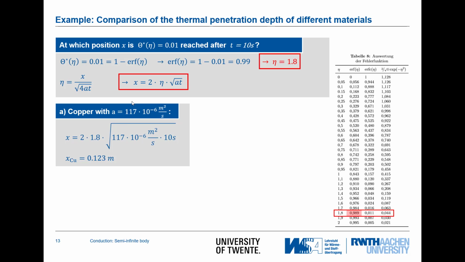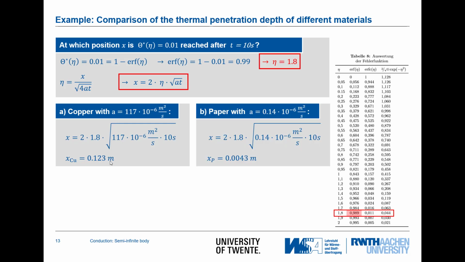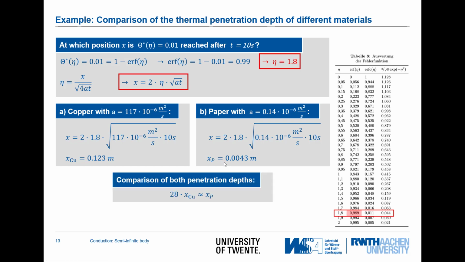properties. So on one side we use copper with a very high thermal conductivity. Also the thermal diffusivity is very high, and we see that if we plug in all those values, the location is 0.123 meters. So the heat has penetrated 12 centimeters into the material after 10 seconds. For paper with the lower thermal diffusivity, here it's a few orders of magnitude lower, we see that the penetration depth is only 4.3 millimeters.